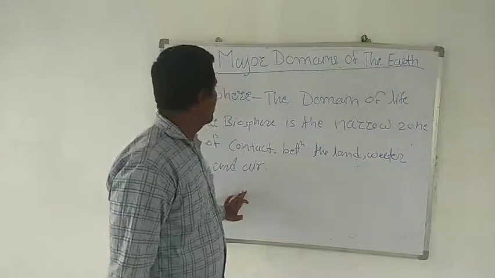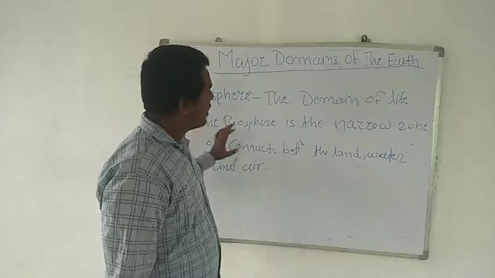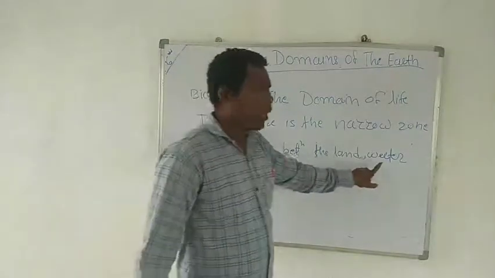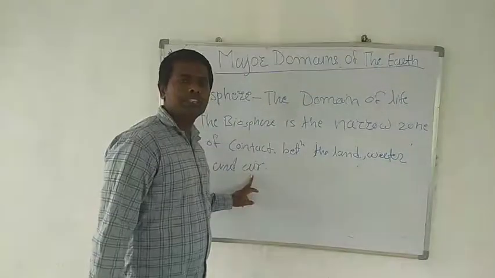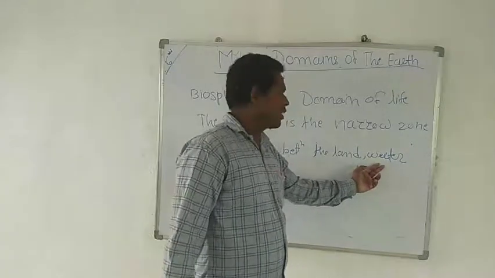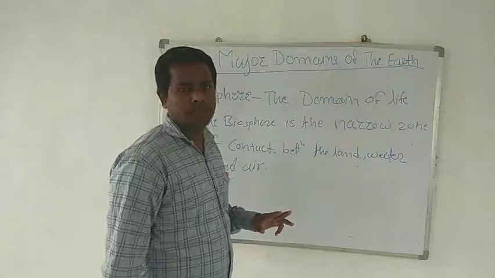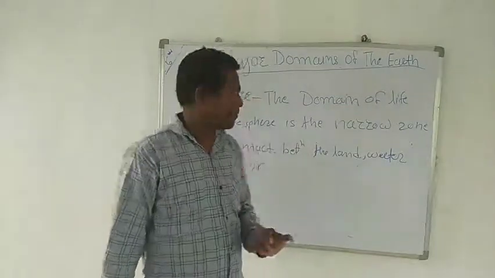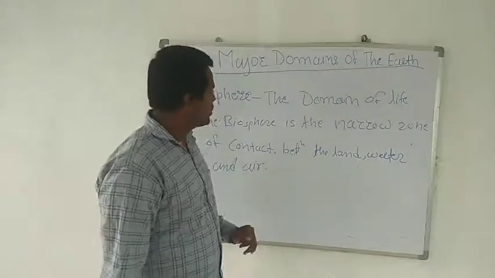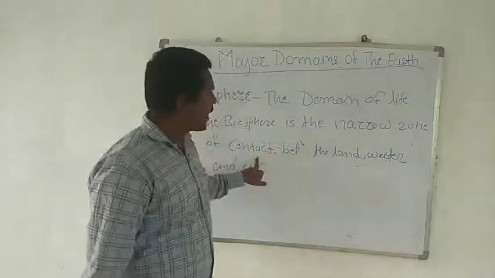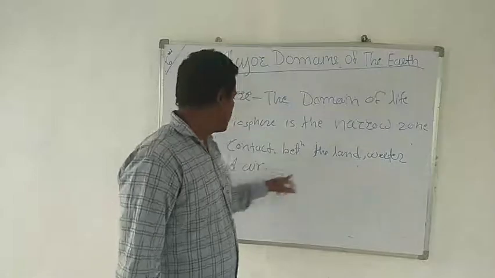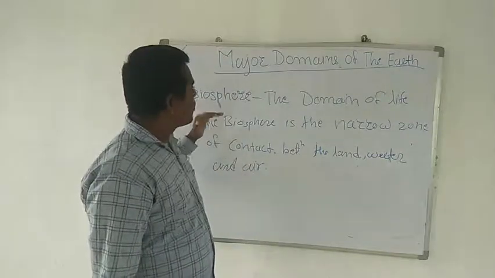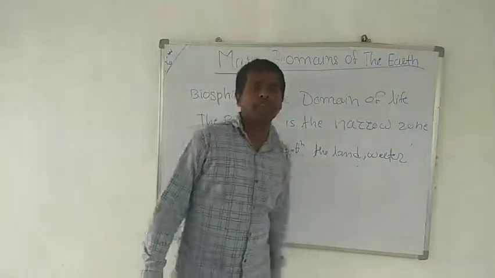As I told you recently, this sphere we can find in three layers: lithosphere means land, hydrosphere means water, and air means atmosphere. These three things are related to those three spheres: lithosphere, atmosphere, and hydrosphere. And the definition is saying to us what? Narrow zone of contact between these three spheres. That's why we can say the biosphere we can find in these three spheres.